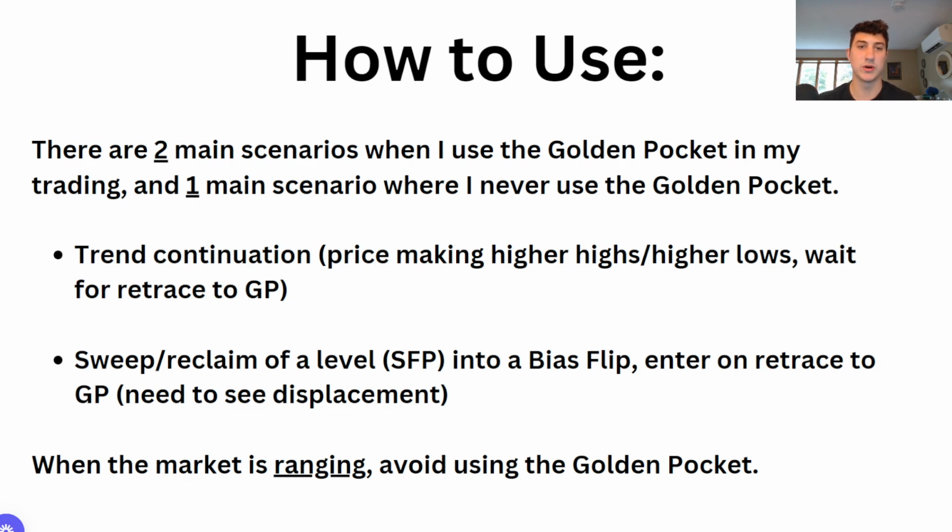So this is going to be a little bit more difficult than the trend continuation, but usually offers a better risk to reward. When the market is ranging, avoid using the golden pocket. So this is the main scenario when I try not to use the golden pocket. Whenever we're in a clear range, price will usually balance between range highs and range lows, which means you won't see a reaction at this fib level.